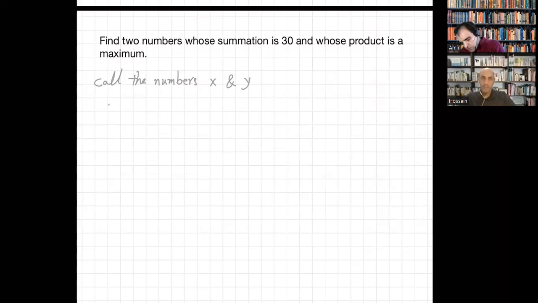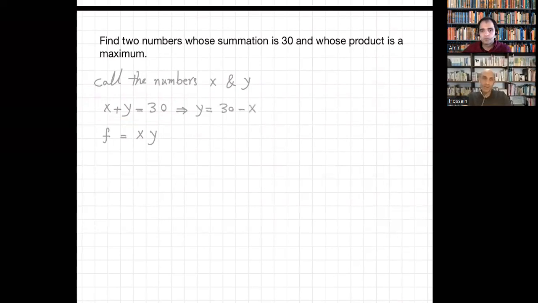Right. So the summation is 30. And also the product, we need to find a function for the product. So I call it f. So f is the product of x times y. Right. And we have two variables. Using the second equation, I'm going to find y in terms of x.